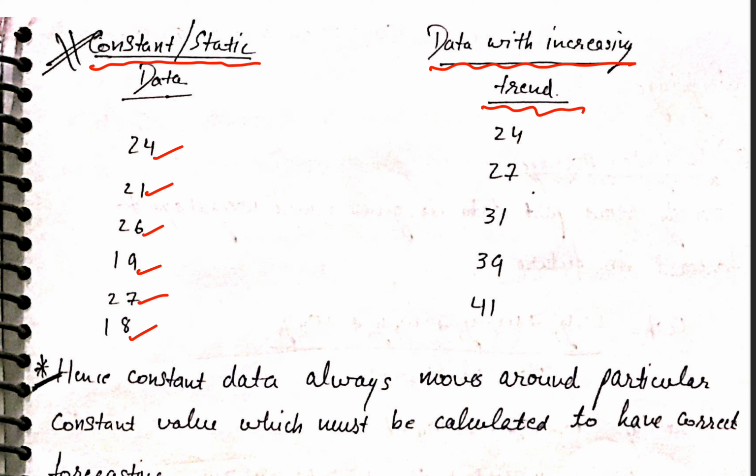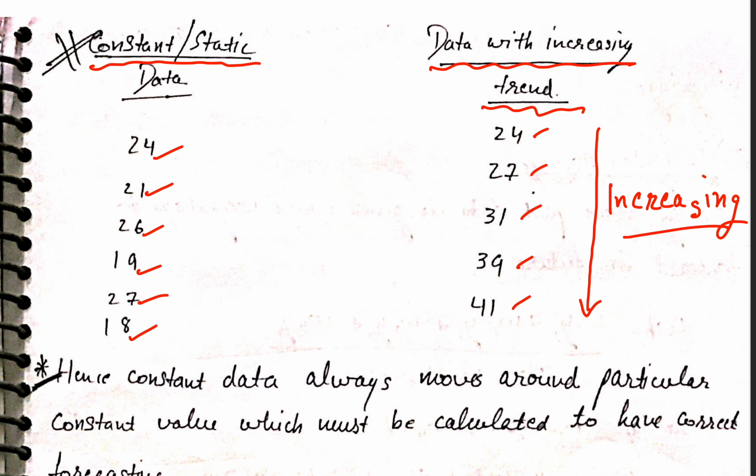The way that we analyze such data is completely different from data with a trend. So this is a trending data, data that has a certain trend. This data is in an increasing trend. You can see we have 24, 27, 31, 39, 41. So I can say that the data is increasing in this direction, so I have a trend in this data. Such data is analyzed using regression.